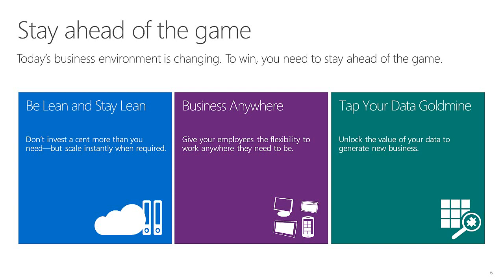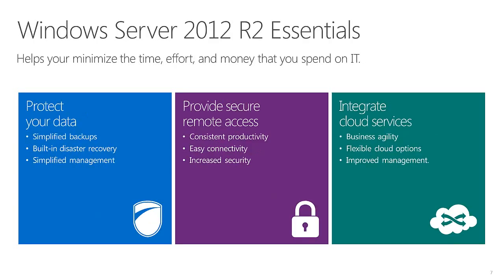So these three different areas make up the Stay Ahead of the Game campaign. As we look at Essentials and how the different features and functionality address some of these needs, we have organized this into three main areas as well. The first one, again, a long-standing need that we see for small and medium-sized businesses, is the capability of protecting your data.